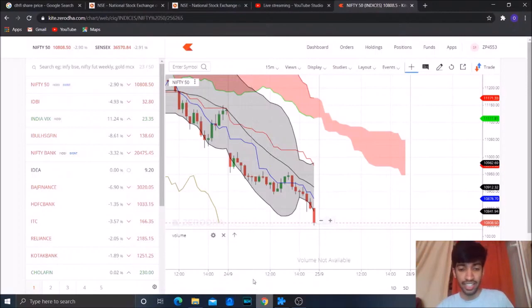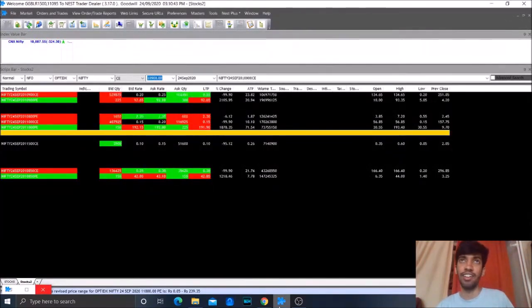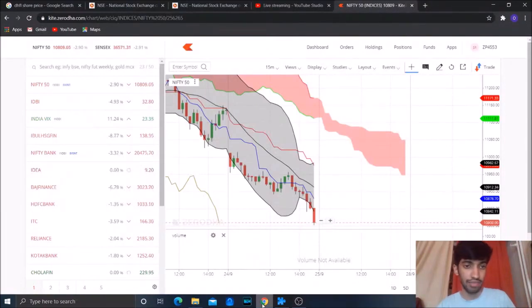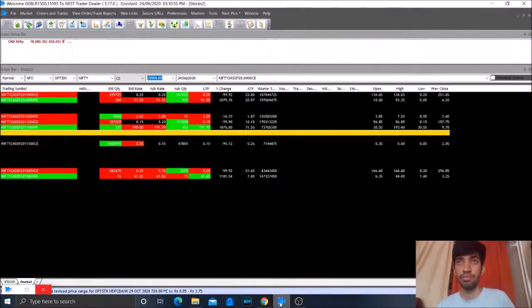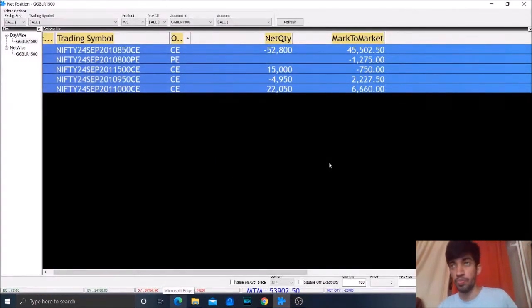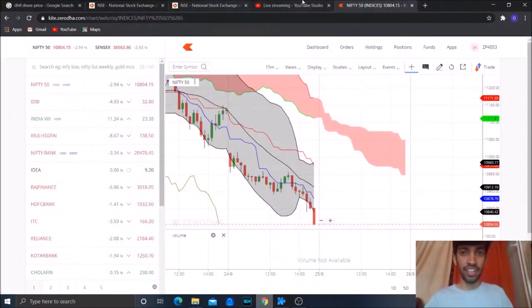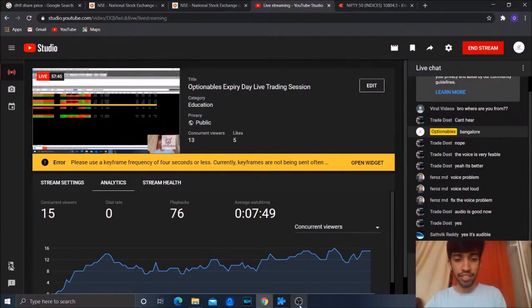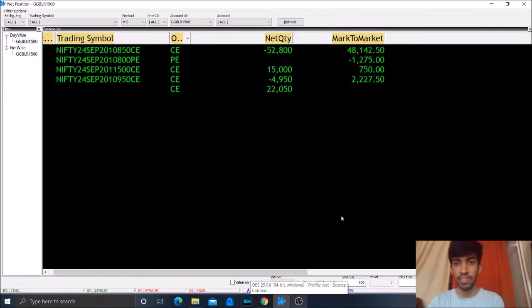Today was a one-direction move, and anyone who had shorted calls in the morning, any calls for that matter, would have made quite good profits by the end of the day, because it is a completely unidirectional move. Okay, so we will almost close the trade today. Nothing much what we have done, and we won't be doing anything else as well. It was a pretty simple trade.